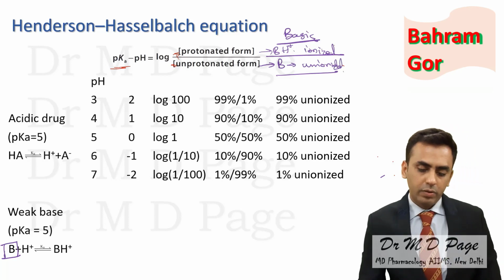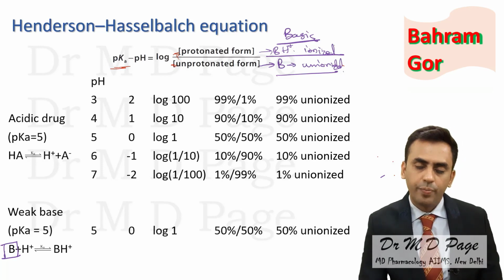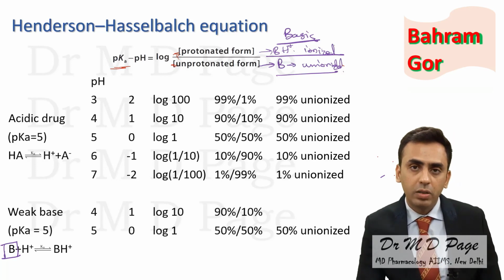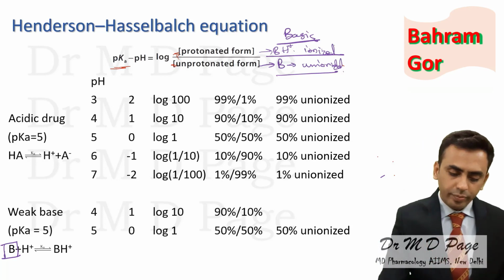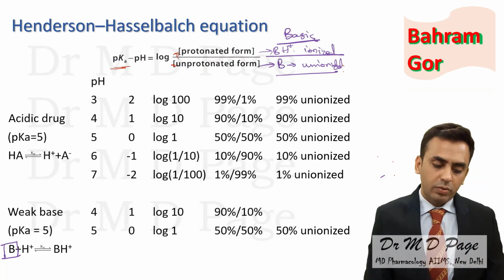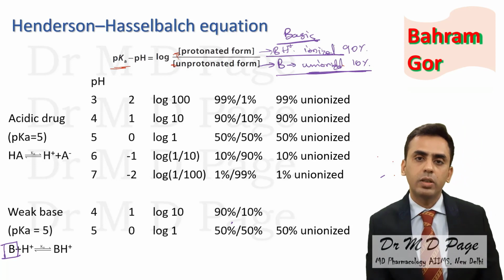Okay, we will see again the same thing at pH 5. pKa minus pH will be 0. And 50% will be unionized. No change in this. What will happen if we decrease the pH by 1? If the pH is 4, the same mathematics will come till here, but 90% is this one, 10% is this one. This is unionized. Okay.